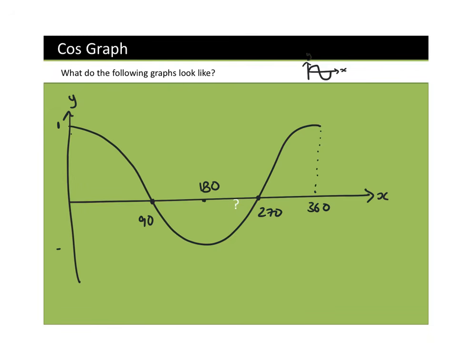So, we know that cos of x is in fact equal to sine of x plus 90. So we have cos of x equals sine of x plus 90. Again, you need to either learn this graph or know that it's a translation of the sine graph. And we're going to have a look later on in the chapter about this relationship, okay?